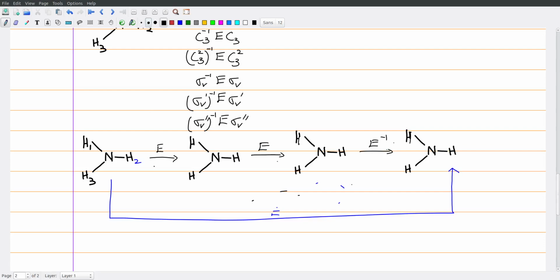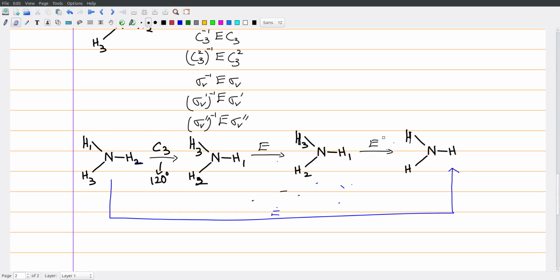Okay. Now if you look at here, I have to perform a C3 first. If I do a C3, that means I'm rotating it by 120 degrees. So if I rotate this by 120 degrees, then H1 will move to H2, H2 will move to H3, and H3 will move to H1. Now I'm doing an identity operation. If I do an identity operation, nothing changes, so the things will remain as is.